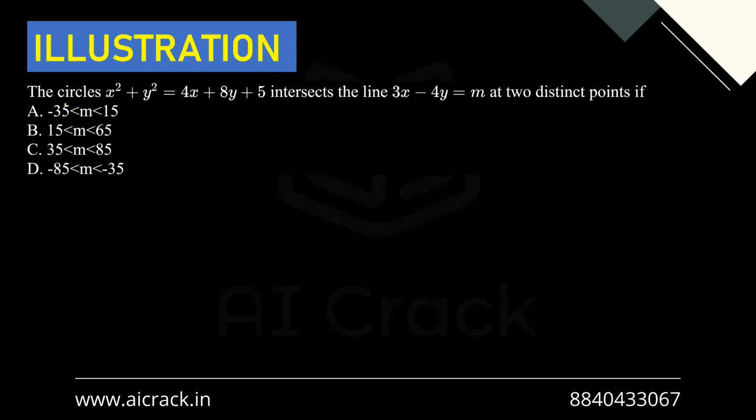Now let's look at this example. The circle x square plus y square equals 4x plus 8y plus 5 intersects the line 3x minus 4y equals m at two distinct points. So we have to find the range of m.